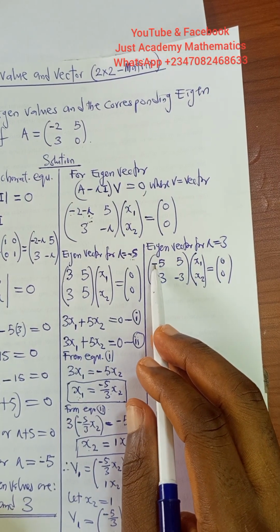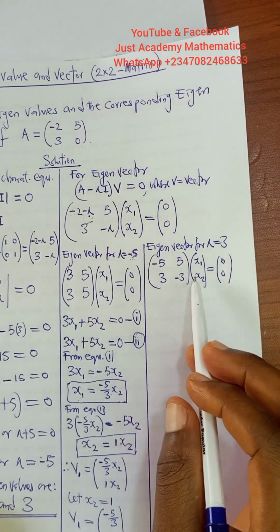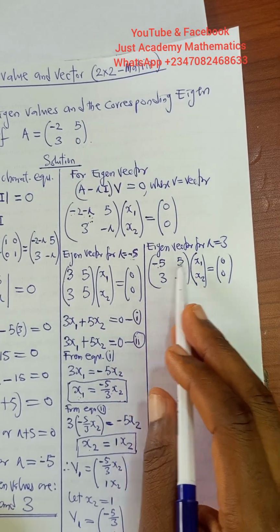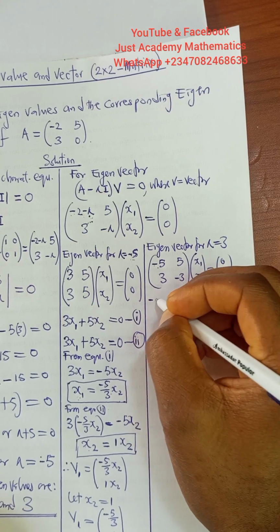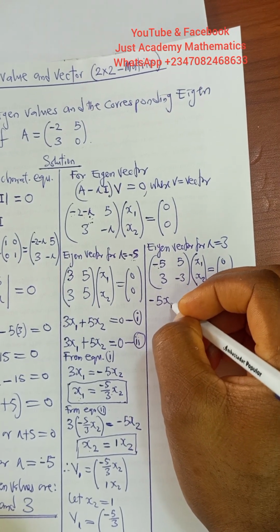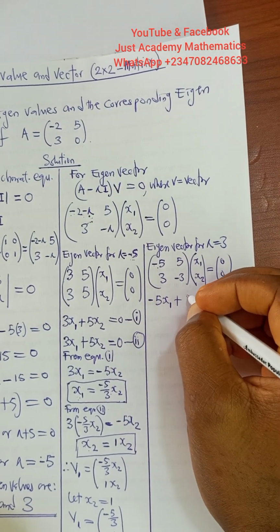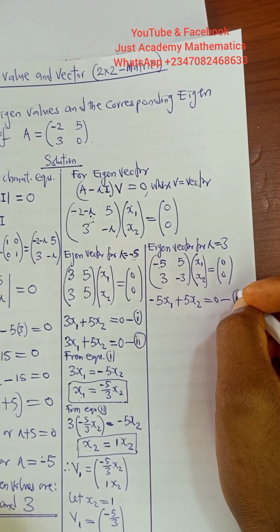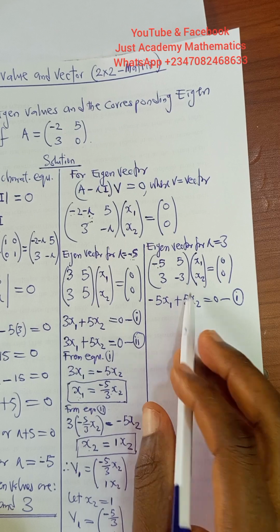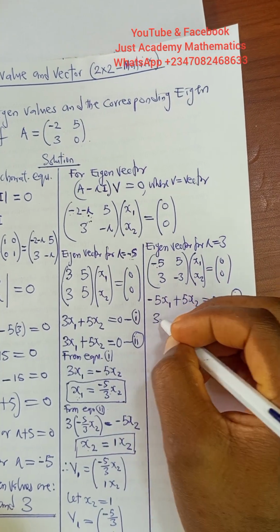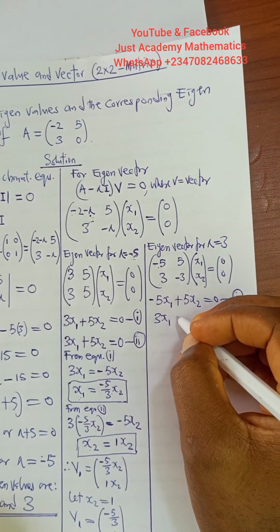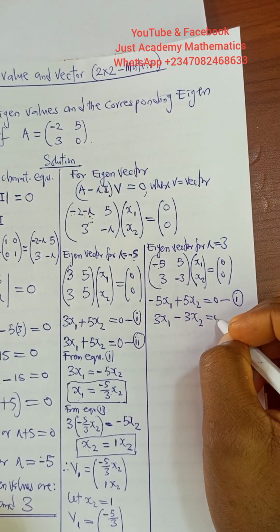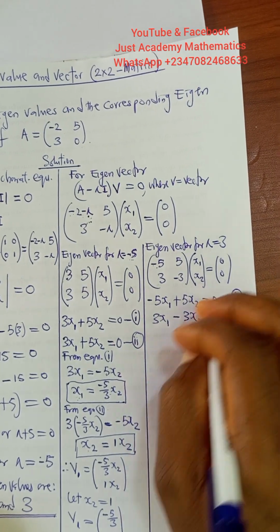We derive a linear equation by expanding the bracket, row times column, of course. -5 times x1, -5x1 plus 5x2 equals 0. This can be called equation 1. We do the same thing again. 3 times x1, 3x1 minus 3x2 is equal to 0. This can be called equation 2.